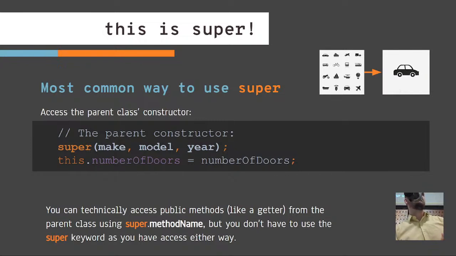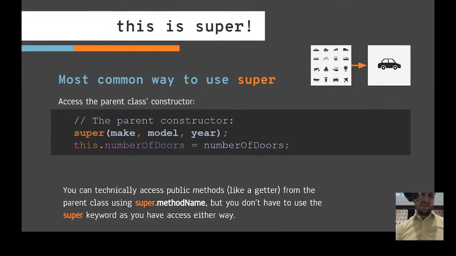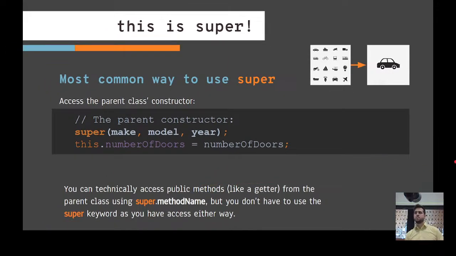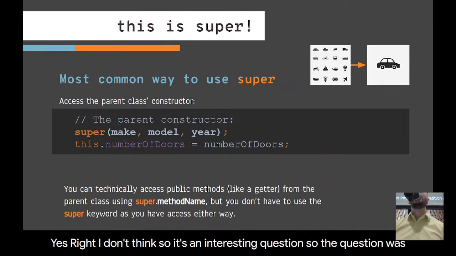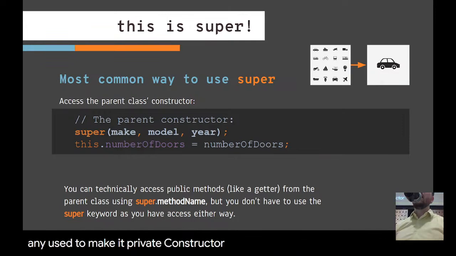Other questions? Yes. This might sound silly, but in all of our discussions on constructors, I've always seen them as public, obviously. Is there any use or benefit if a constructor is made private for some strange reason? I don't think so. It's an interesting question. So the question was, is there any use to make a private constructor? I don't know how you could ever create a new instance of a class if the constructor was private.